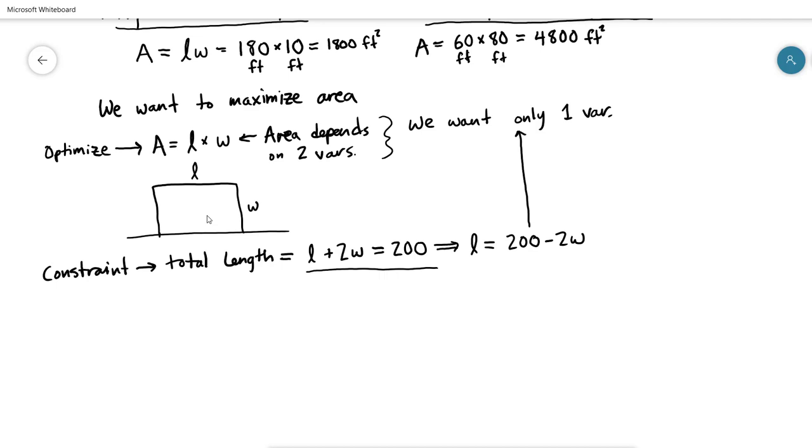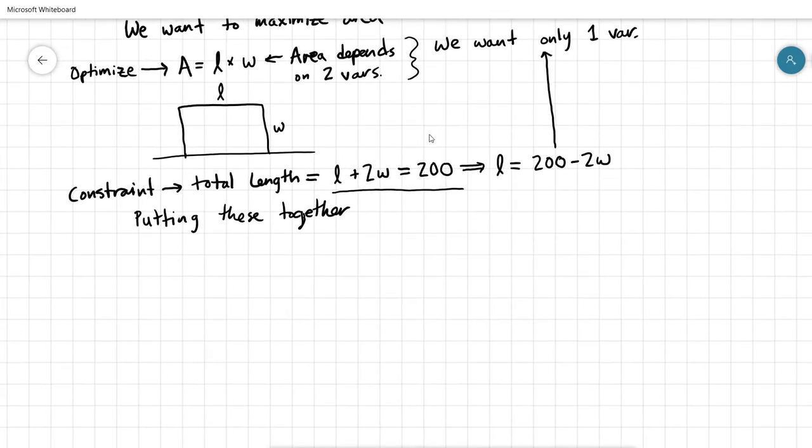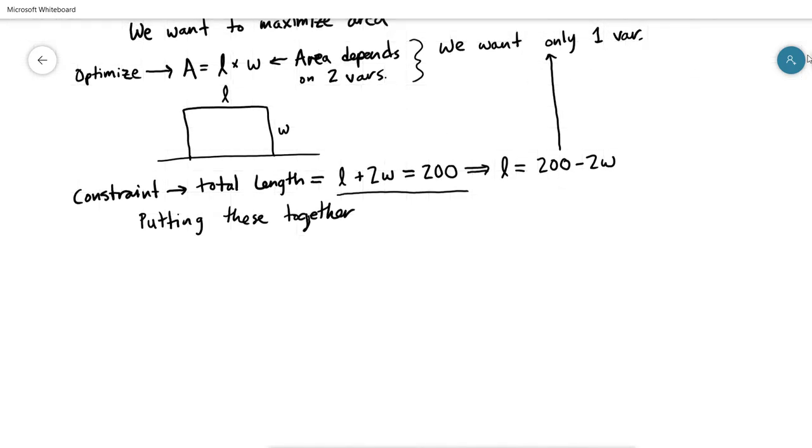So putting these together, we're combining, in this case, the equation of what we wanted to optimize, which is the area, with our constraint. And we know that the area is now going to be equal to the length, which we just found is 200 minus 2W, times the width, times our W. And we wind up in this case with an equation that looks like this.